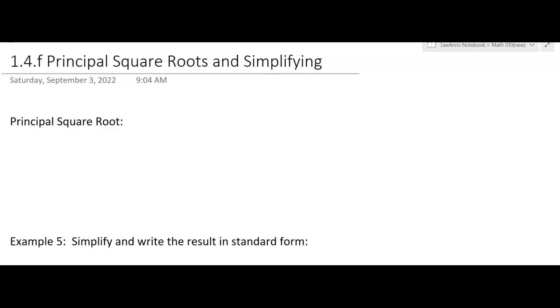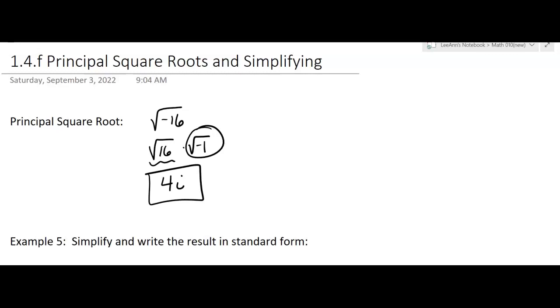Okay, so when we talk about principal square roots and simplifying, let's say you have the square root of negative 16. Now we know how to deal with that because we can have a negative radicand now. But what you want to do first is take care of that negative right away. So think of it as the square root of 16 times the square root of negative 1, which is the i part. Usually students will just say, oh, it's 4i, which it is, because the square root of 16 is 4, and then you have the i part, okay? So that's how you would simplify it.